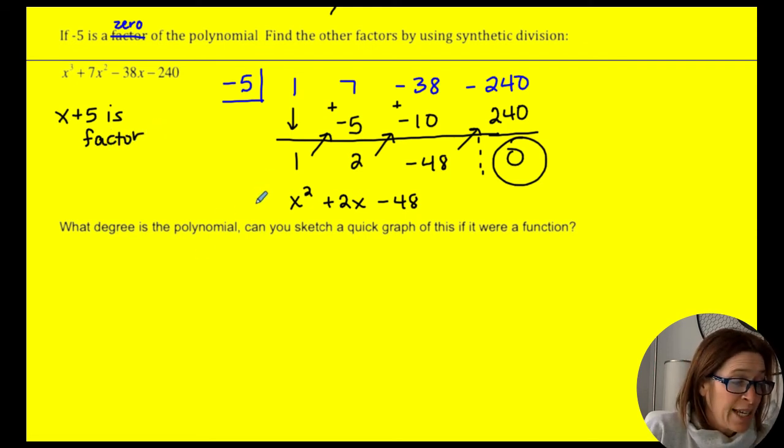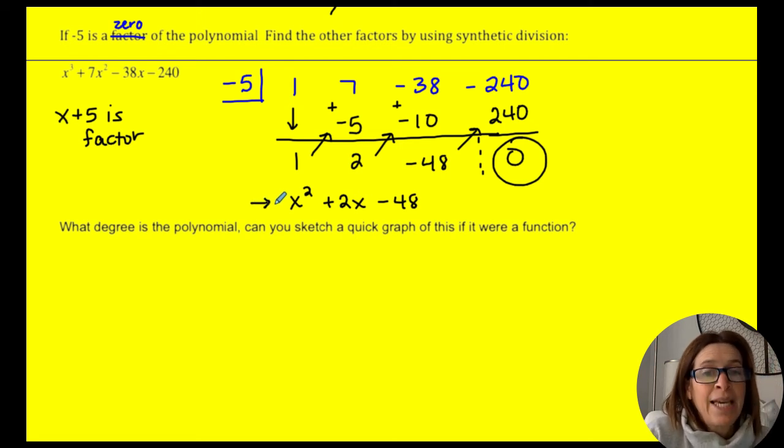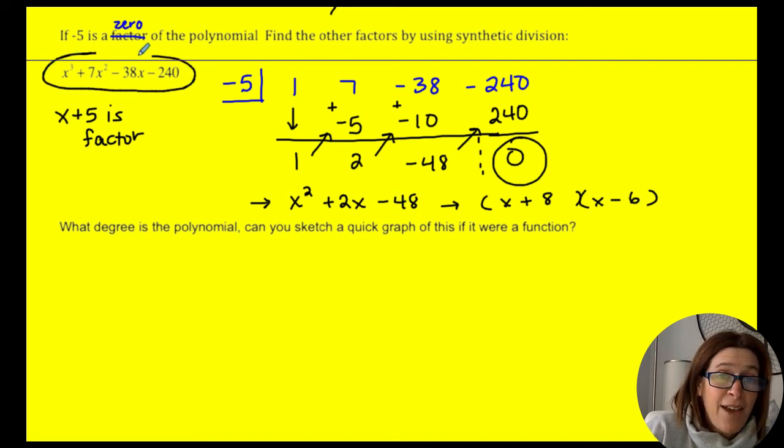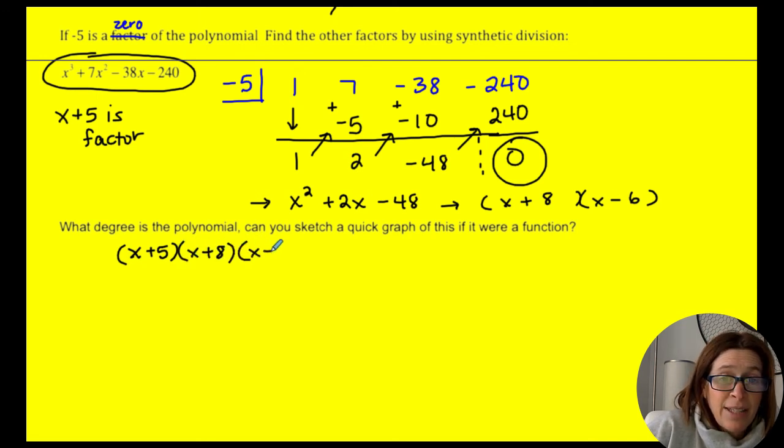Now, what's really interesting is this depressed polynomial can be factored. So I'm going to do that. I'm going to factor that into x plus 8 times x minus 6. That's going to give me x squared plus 2x minus 48. So if I wanted to write this in factored form and find all my zeros, right? I'll write them down here. I have x plus 5 is a factor. I have x plus 8 is a factor. And I have x minus 6 is a factor.